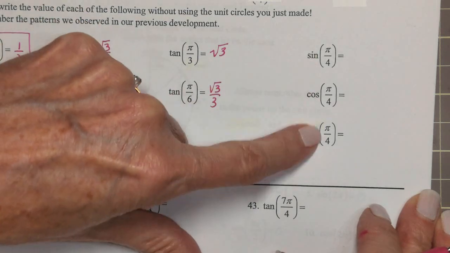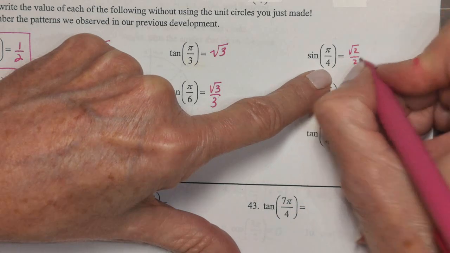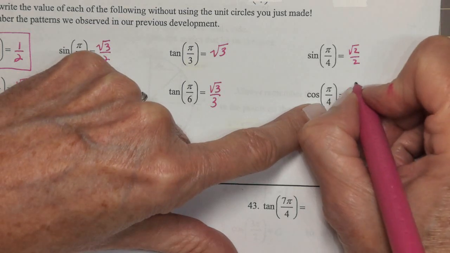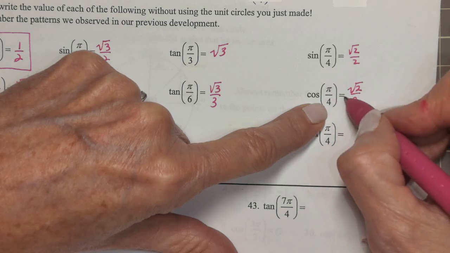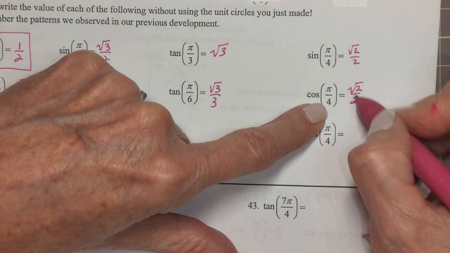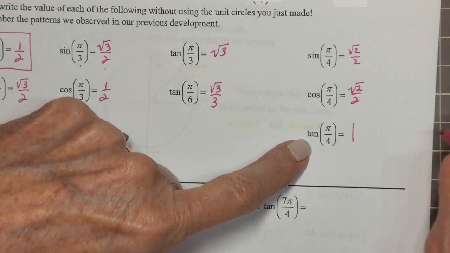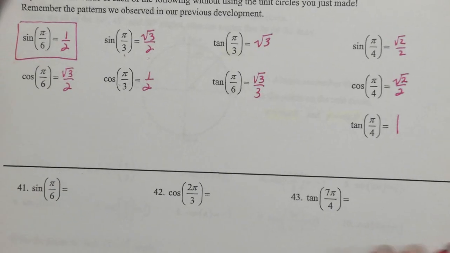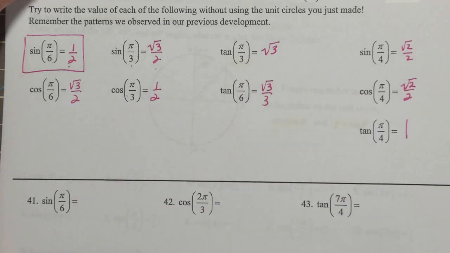Pi over 4s. The pi over 4s. Sine of pi over 4, square root 2 over 2. 2 plus 2 is 4. Cosine of pi over 4 is the exact same thing. The sides are the same in a 45, 45, 90 right triangle. The legs are the same, so the sine and cosine must be the same. Since they are the same, tangent will be 1, because sine over cosine is 1. So you see, the only one that I really memorize is this one. The other ones fall into place if you know how they are all related in the first place.